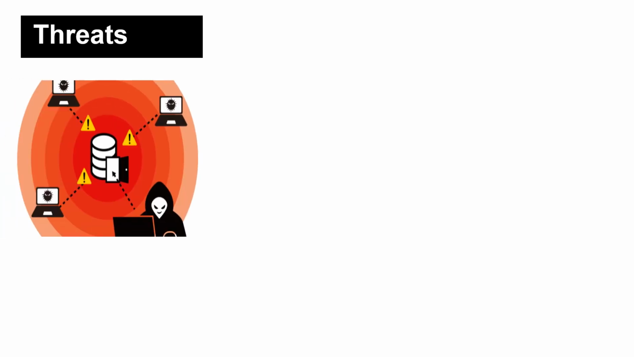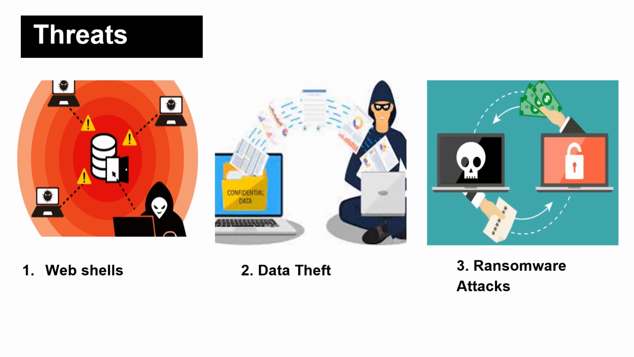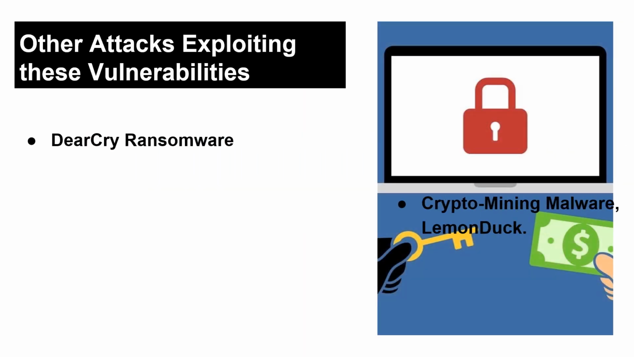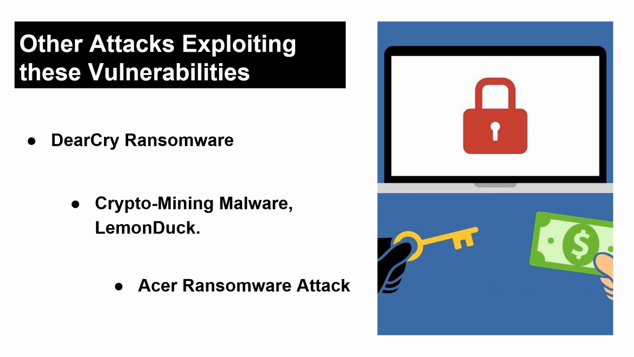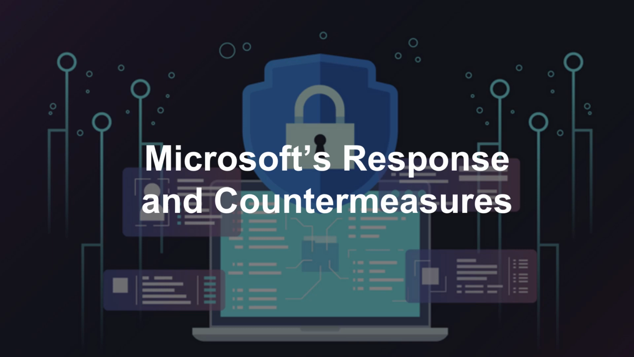Here are the 3 common threats associated with these vulnerabilities. Web shells, which allow attackers to maintain remote access, data theft, and ransomware attacks. These vulnerabilities were used to launch various other cyber attacks, including DearCry ransomware, LemonDuck's crypto mining malware, and Acer ransomware attack. Let us now look at Microsoft's response and countermeasures.